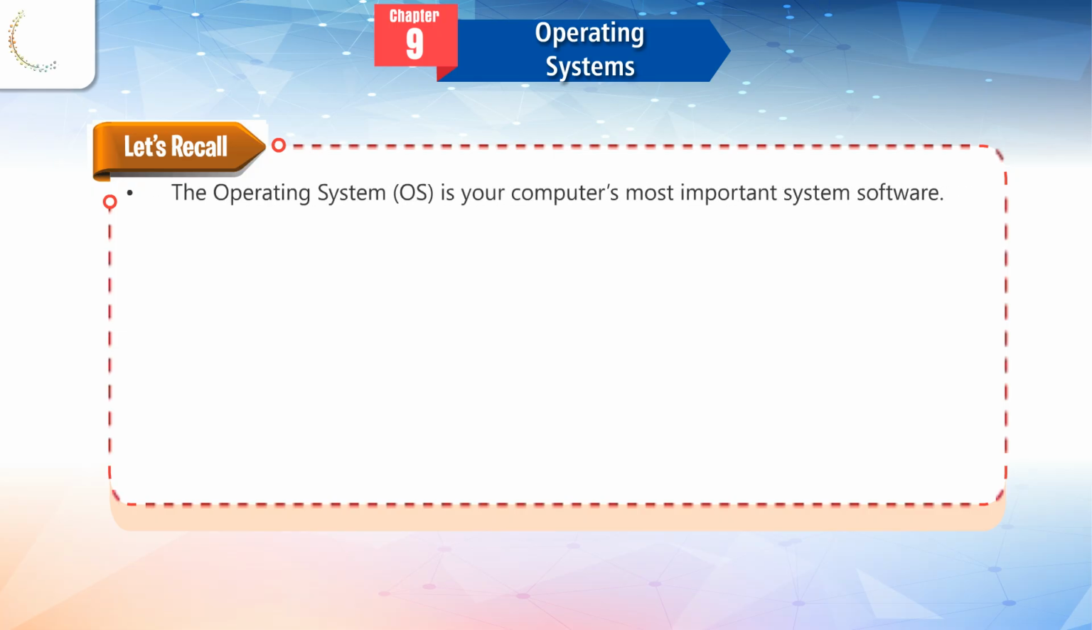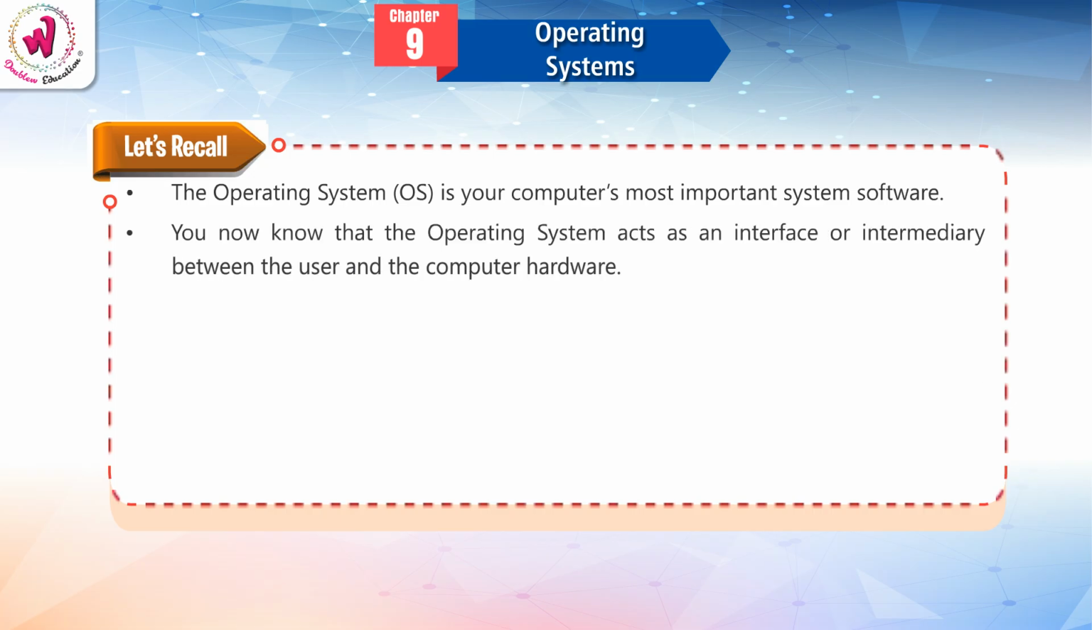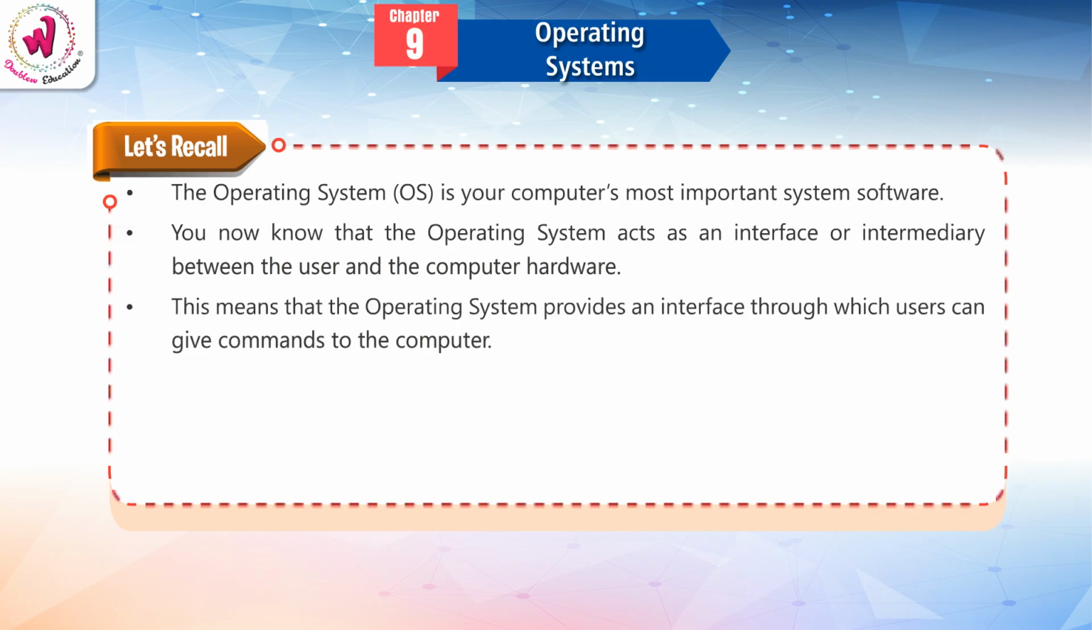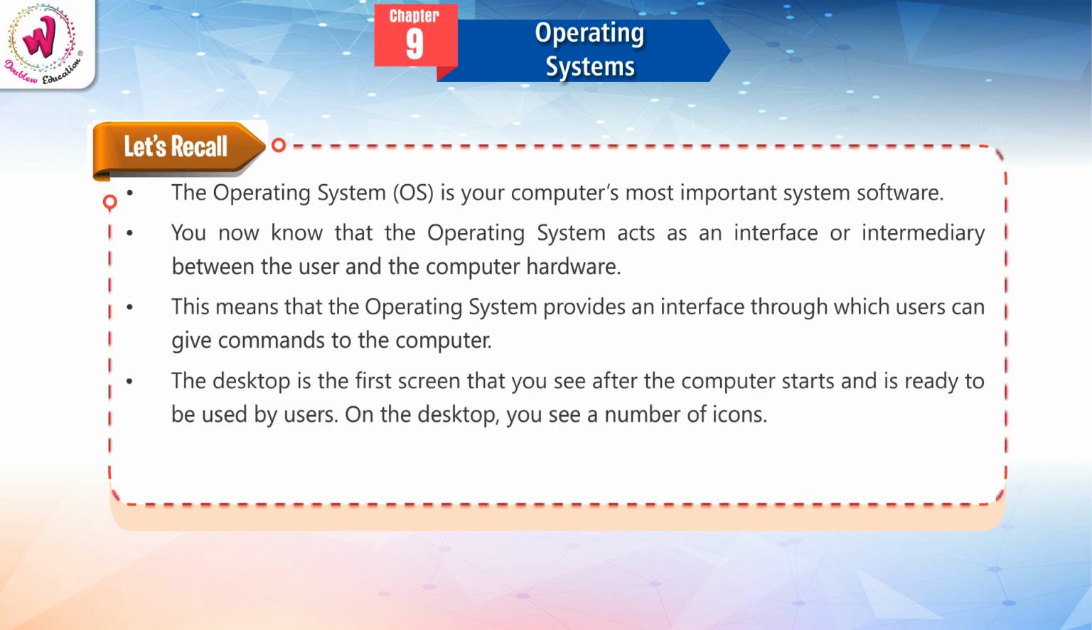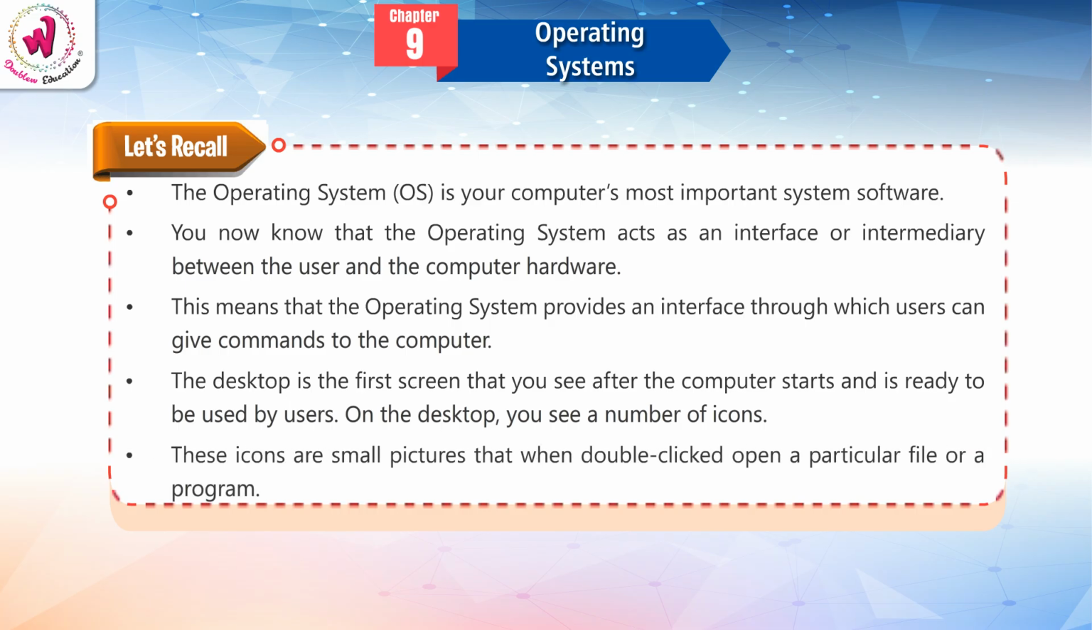Let's recall. The operating system OS is your computer's most important system software. You now know that the operating system acts as an interface or intermediary between the user and the computer hardware. This means that the operating system provides an interface through which users can give commands to the computer. The desktop is the first screen that you see after the computer starts and is ready to be used by users. On the desktop, you see a number of icons. These icons are small pictures that, when double-clicked, open a particular file or a program.